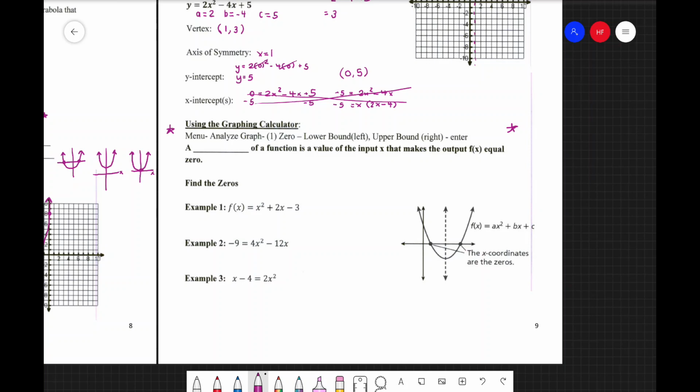If you're watching this video in class and you have that calculator next to you, then you can go ahead and try this. You're going to do menu, analyze graph, find the 0. You have to do your left bound and your right bound, and then enter. So remember that the 0 of a function is a value of x that makes the output equal 0. So a 0 is also known as an x-intercept.